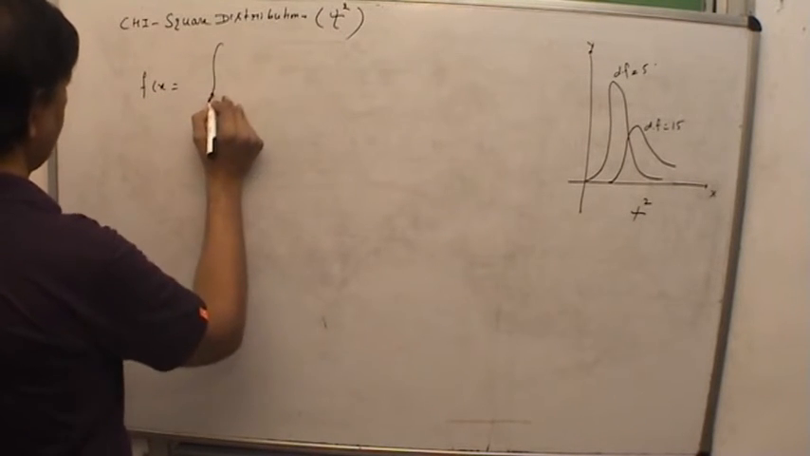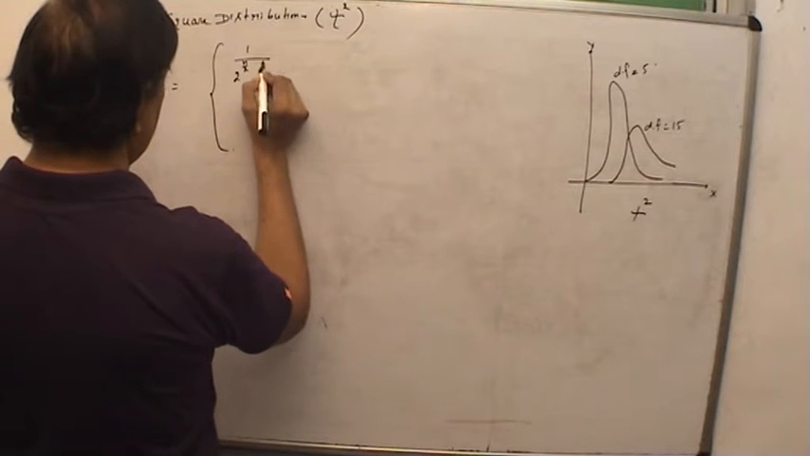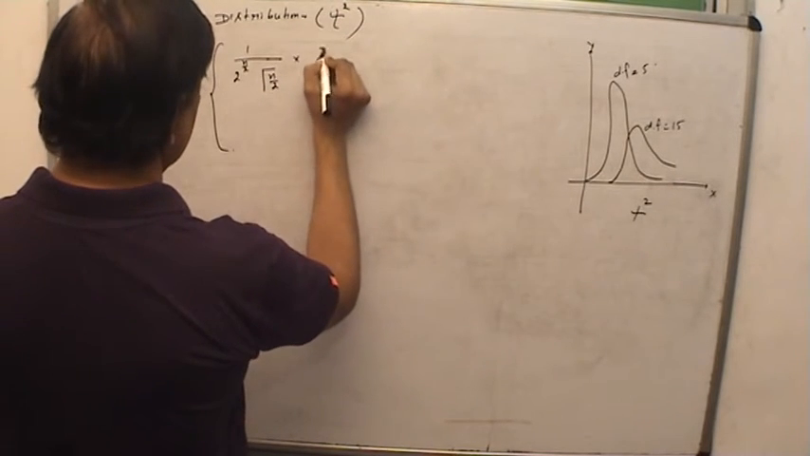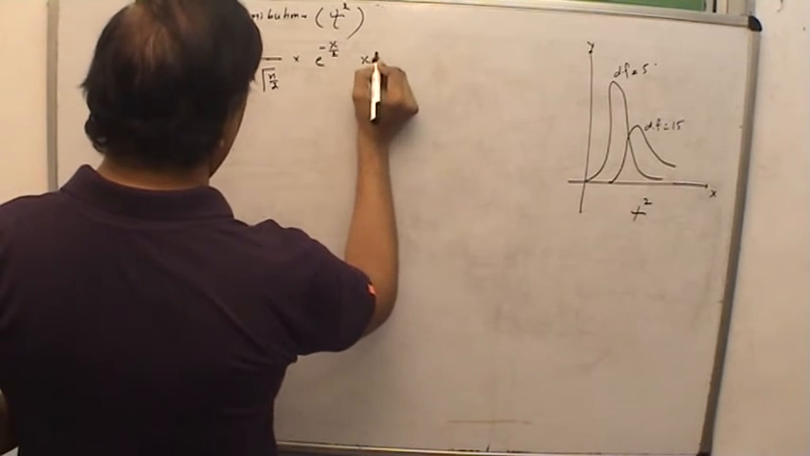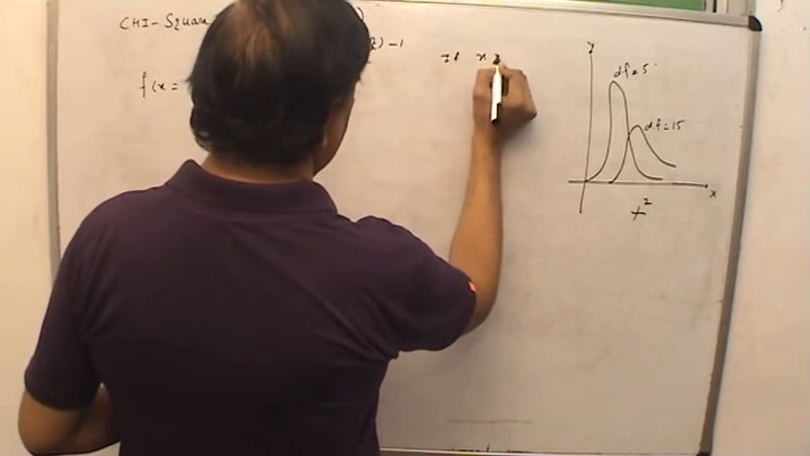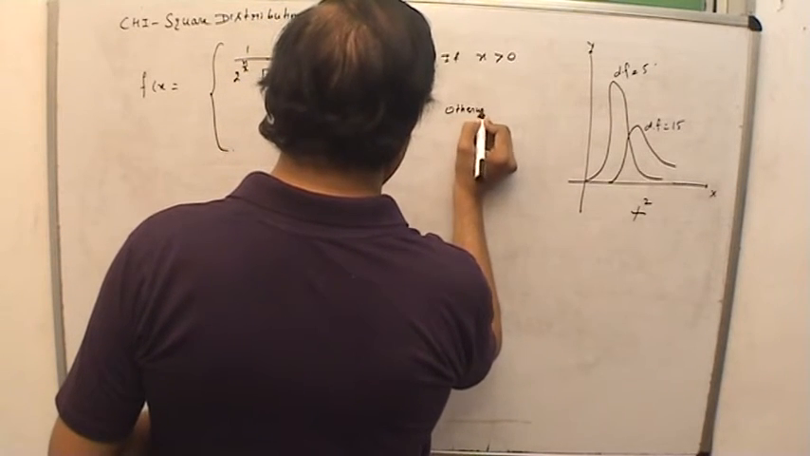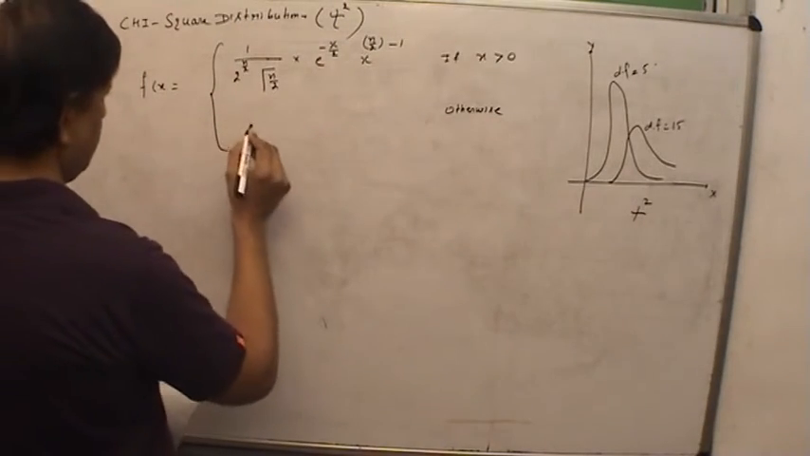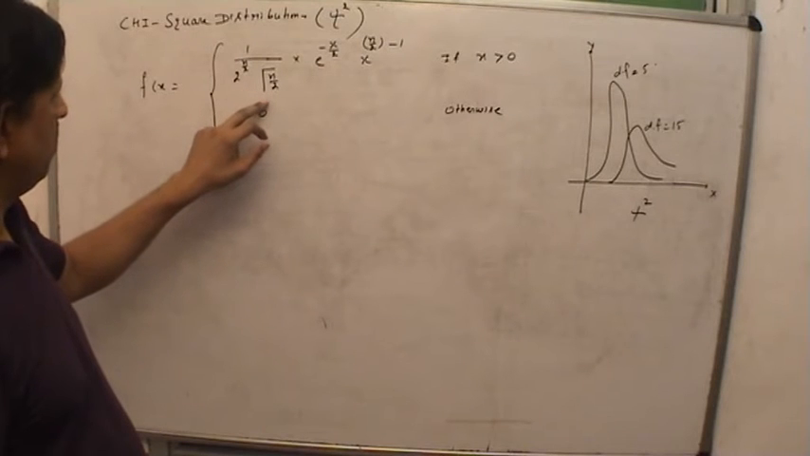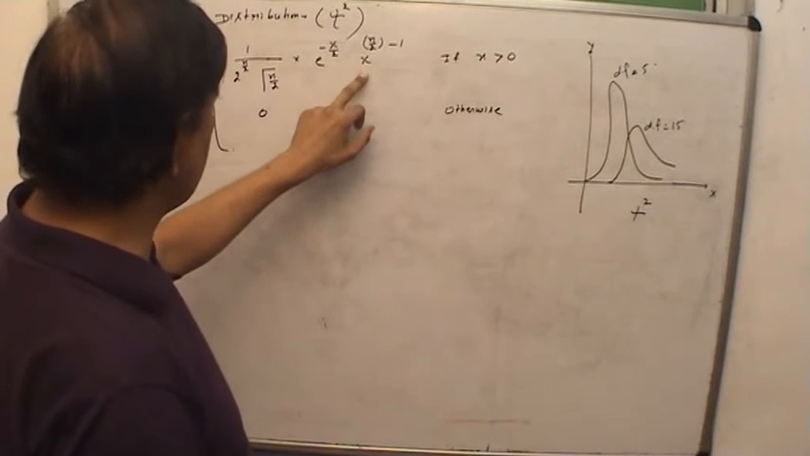f of x is equal to, we write it this way, 1 upon 2 raised to the power n by 2 into the gamma function of n by 2, into e raised to the power minus x by 2, into x raised to the power n by 2 minus 1, when x is greater than 0, and in any other case the value of this chi-square function is 0.